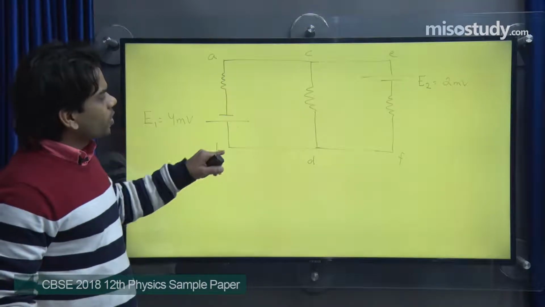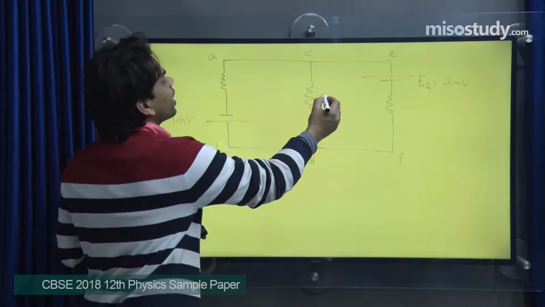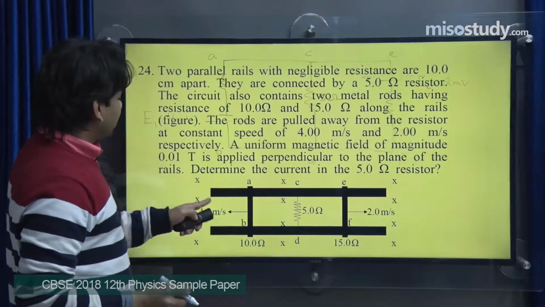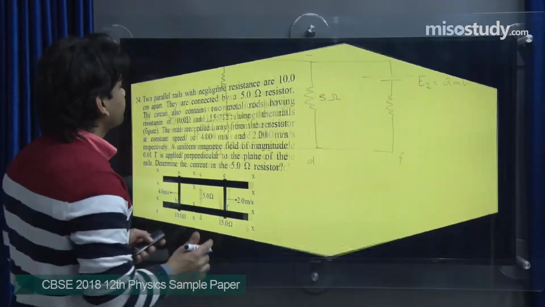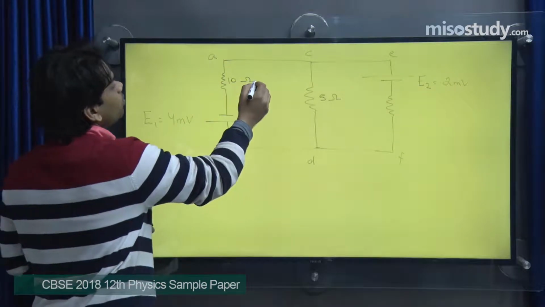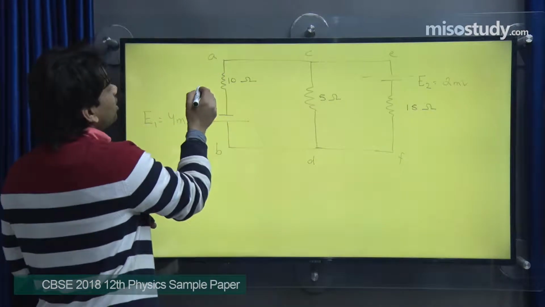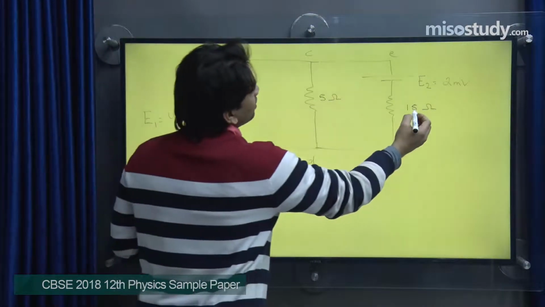This resistance is given as 5 ohm. This one is 10 ohm and this is 15 ohm. 10 ohm and 15 ohm are the internal resistance of each of the cells. I am writing these as R1 and R2.